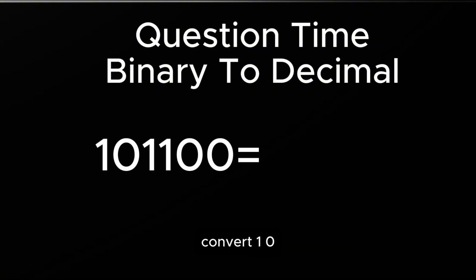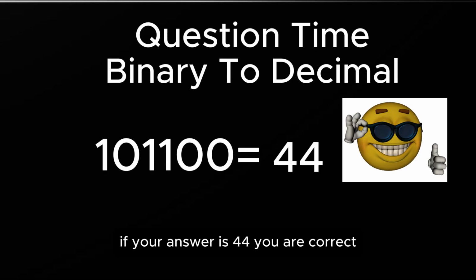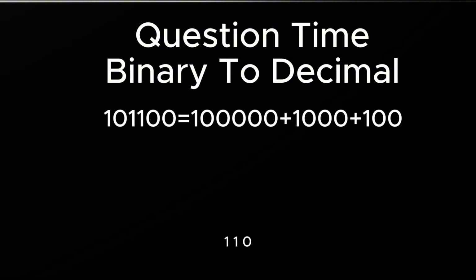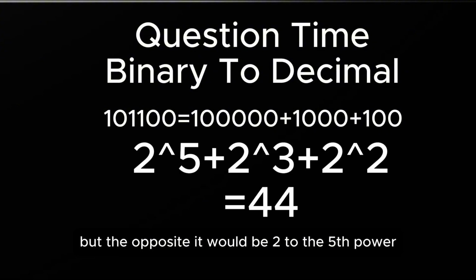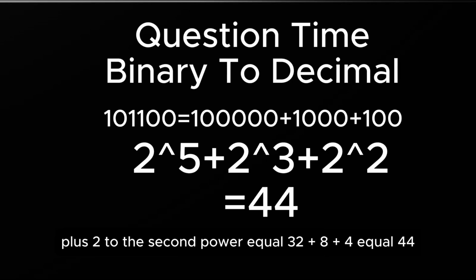Here's a question for you. Convert 101100, a binary, to decimal. If your answer is 44, you are correct. 101100 equals 100000 plus 1000 plus 100. Do the same pattern thing but the opposite. It would be 2 to the 5th power plus 2 to the third power plus 2 to the second power, equal to 32 plus 8 plus 4, equal to 44.